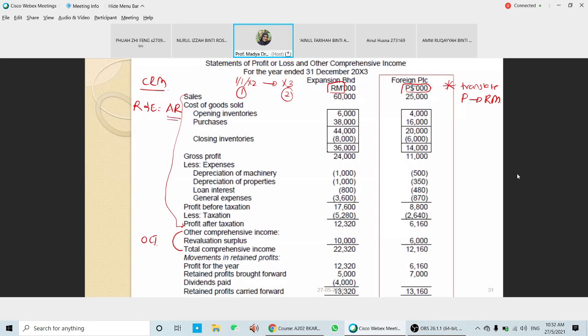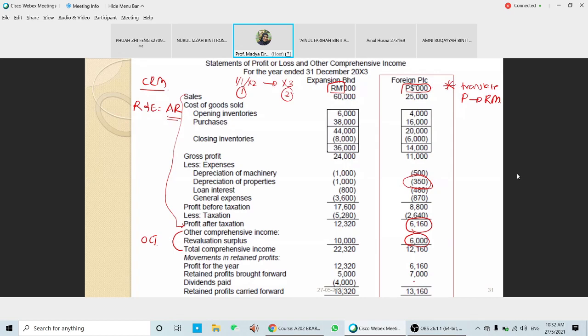So look at the one that you have here. This is the total profit, and this is another thing that you need to highlight, because later on you're going to use this information. Okay, revaluation surplus, this is another thing that you need to highlight.